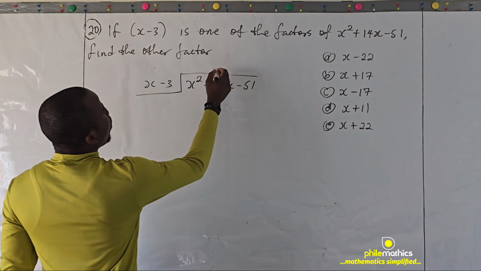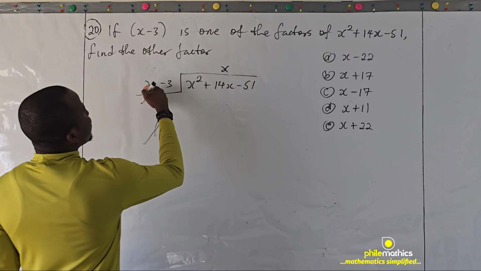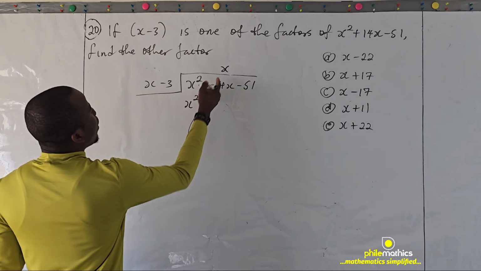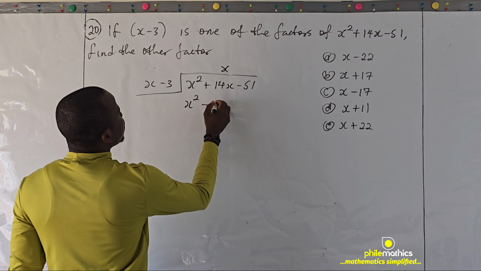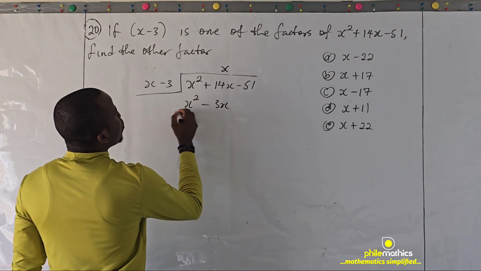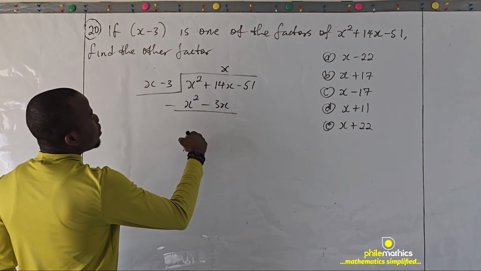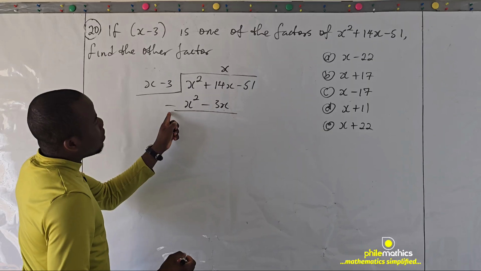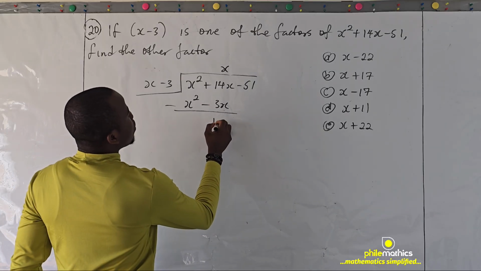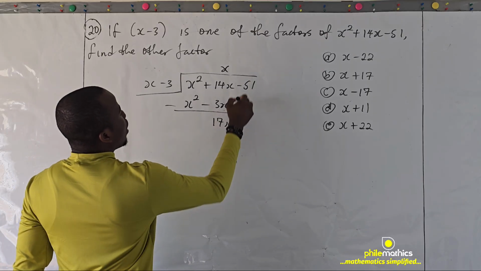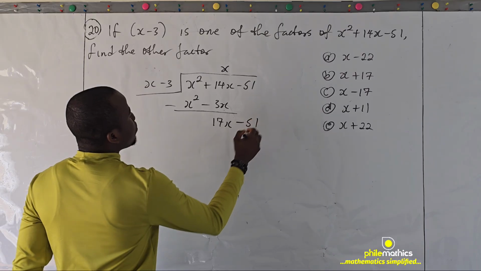X into x squared is x. X times x is x squared. X times minus 3 is minus 3x. So we subtract this, 0. 14x minus minus 3x is 17x, and we'll bring this down, 51.